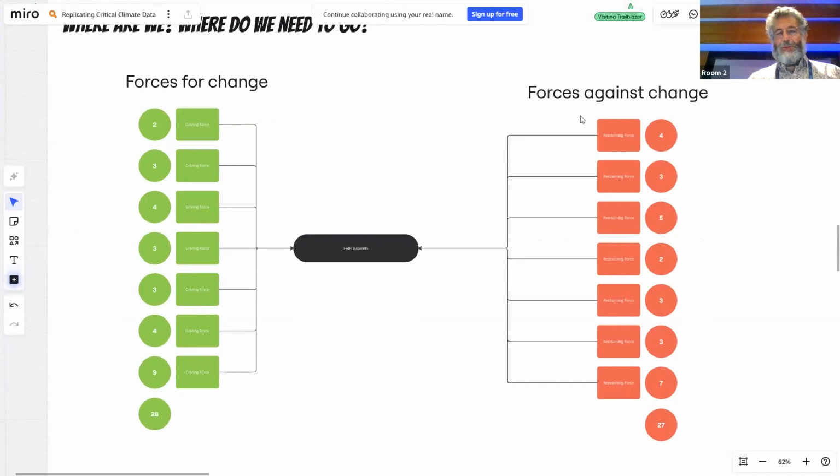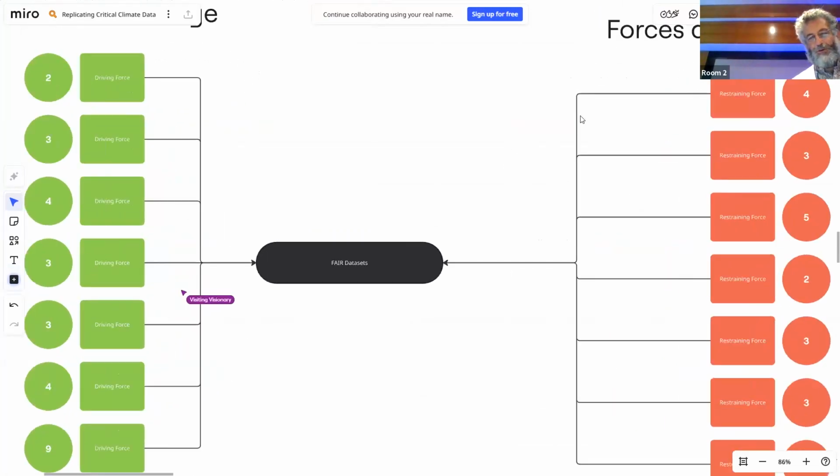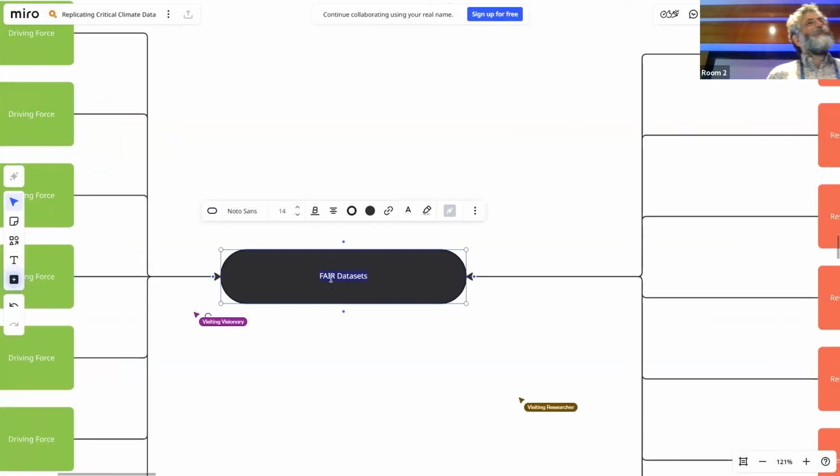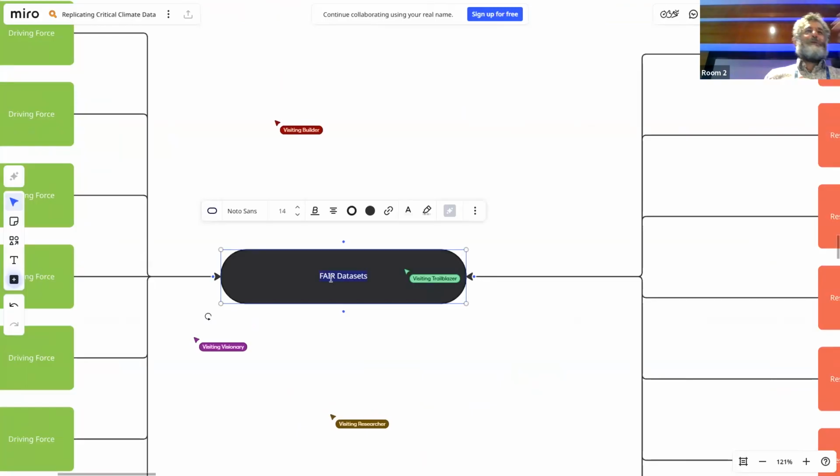And so the first part of this exercise would be trying to articulate what is our goal. I made up something that we couldn't complain about, FAIR data sets, but I think there's something better there. So maybe it's resilient data sets. So what is our goal of what we hope to achieve? And then we're going to be looking at things that we can do that are making that more possible and things that are making that harder.